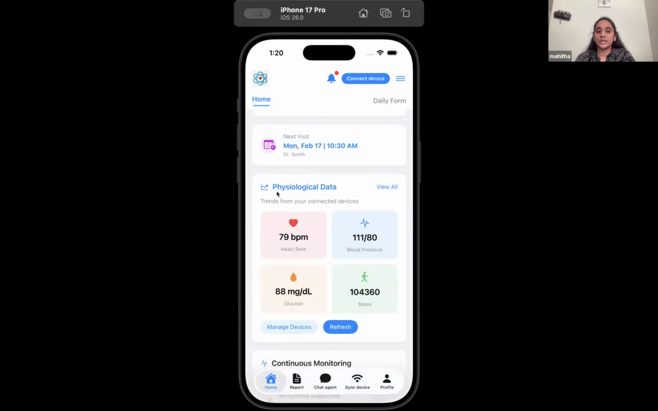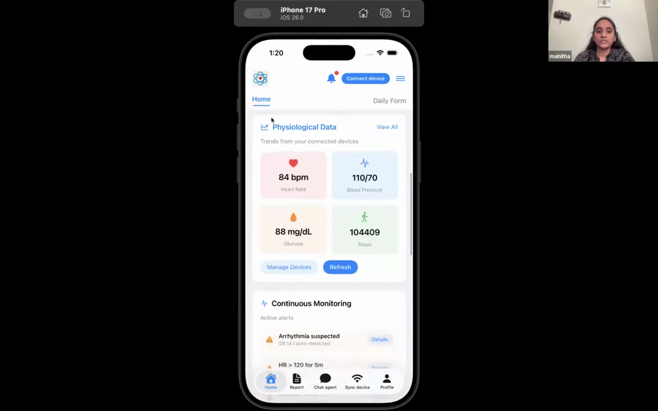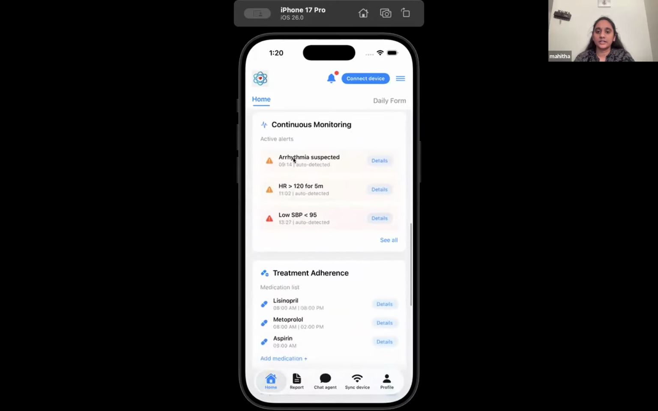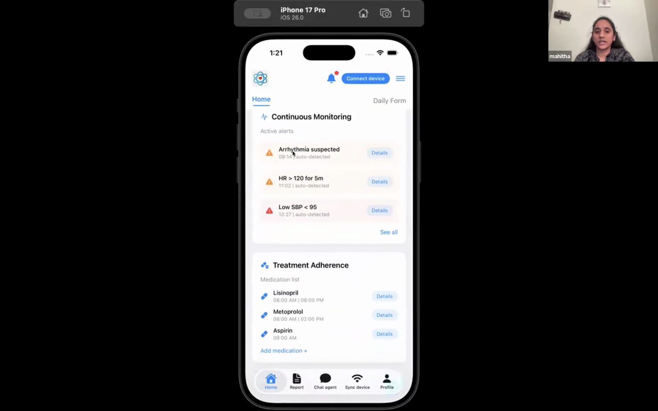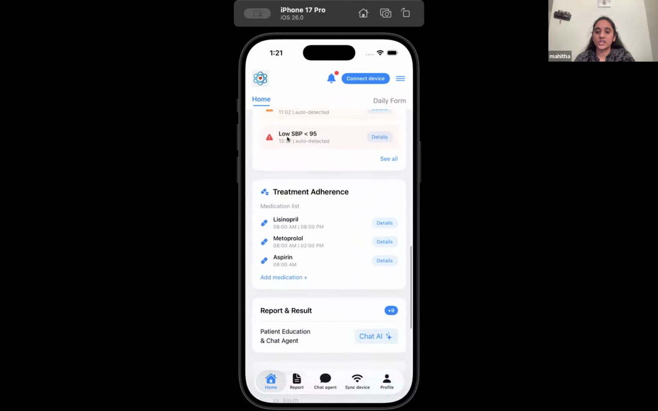These are all synced automatically with devices like Apple Watch, Fitbit, and other healthcare devices. We also have real-time alerts in the continuous monitoring tab, detecting conditions like arrhythmia or abnormal heart rate. Each alert includes details like severity and recommended actions. Next to that, we have the medication card, which is the treatment adherence section, where it helps the patient manage prescriptions, schedules, reminders, and adherence charts.